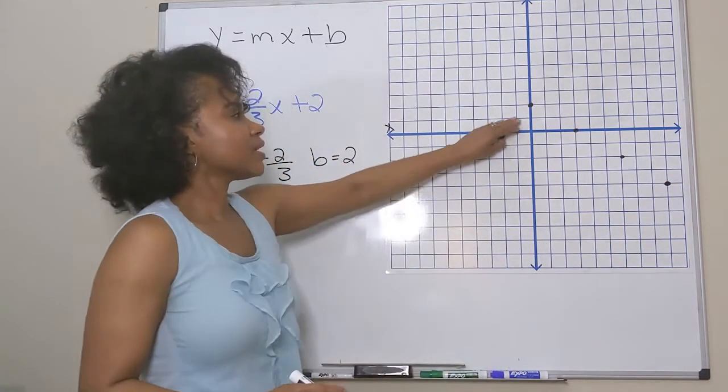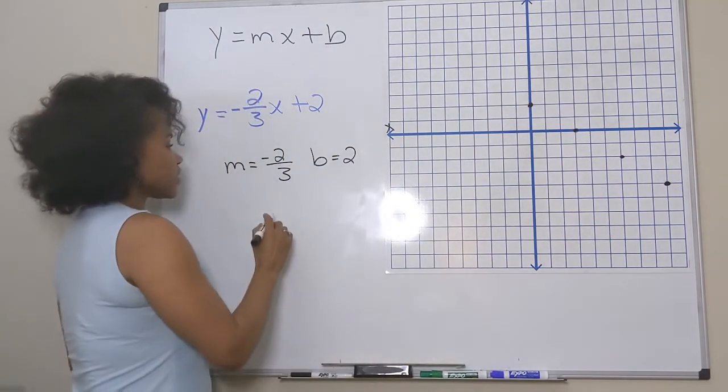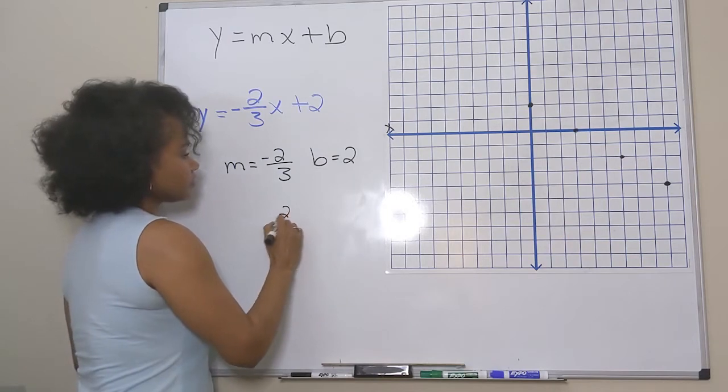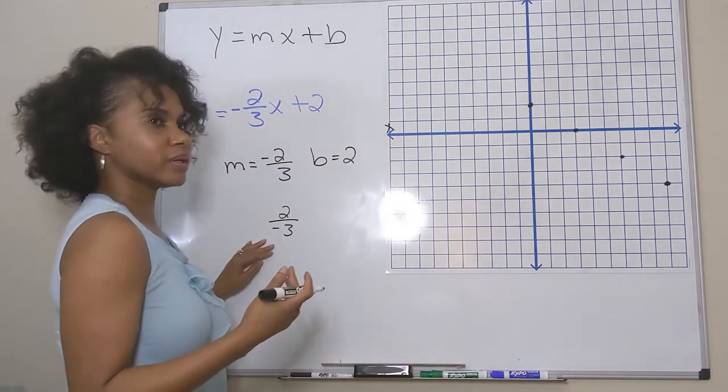But I want points now on the other side of my y-intercept. So I could actually use the negative with the 3, or with the run.